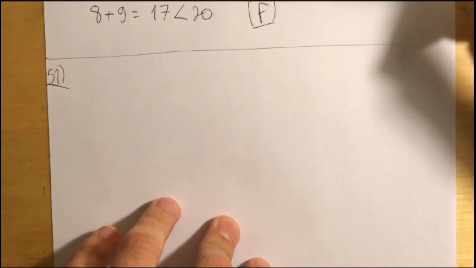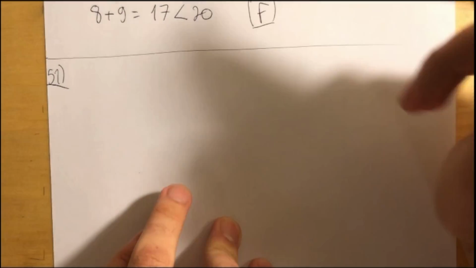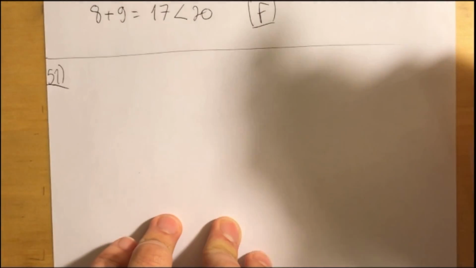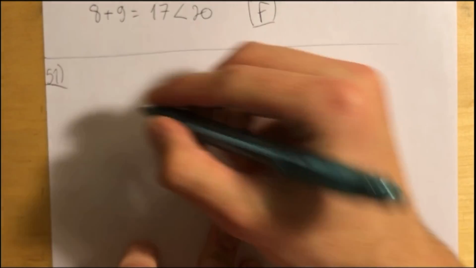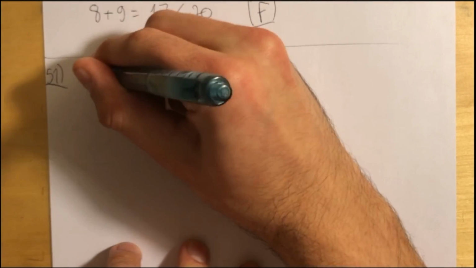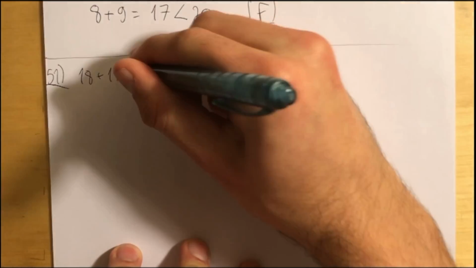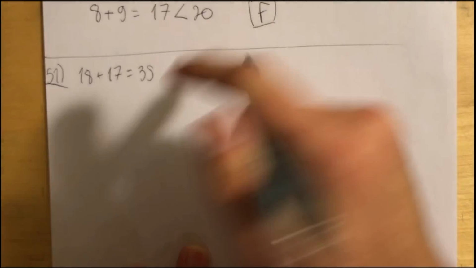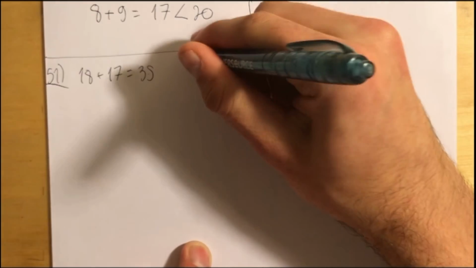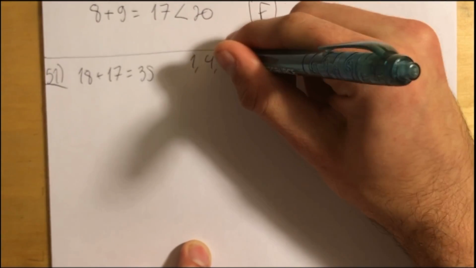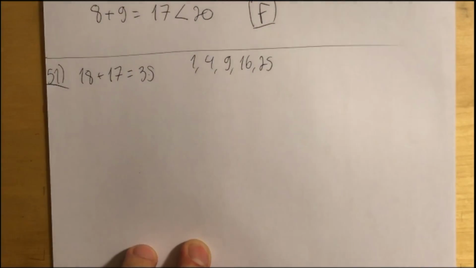If there's 18 students and they all get assigned an integer from 1 through 18, what is the maximum number that's going to be in a pair of students? So that would be 18 plus 17, which are the two greatest numbers, which is 35. Then we have to find every perfect square that's less than 35. Just 1, 4, 9, 16, and 25.